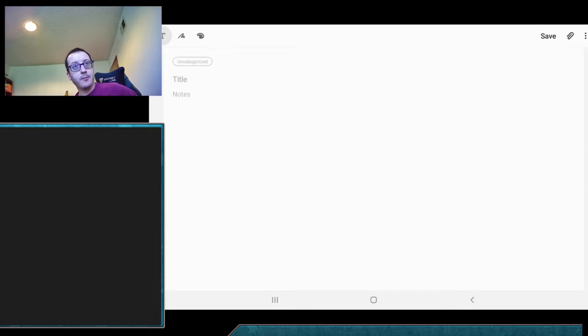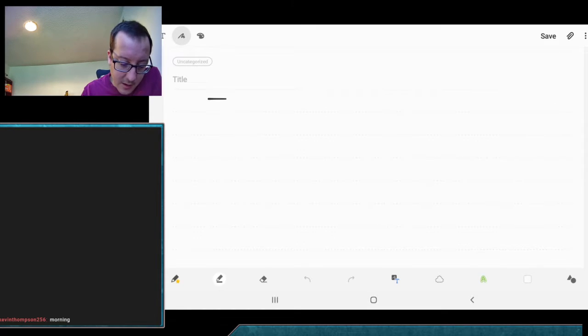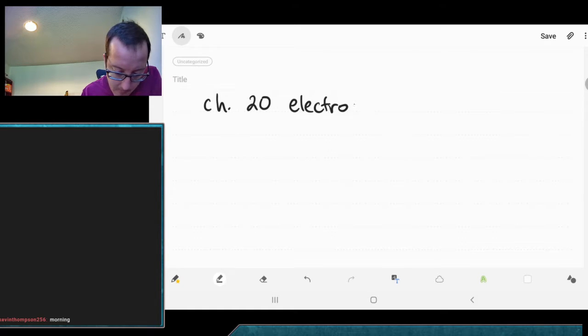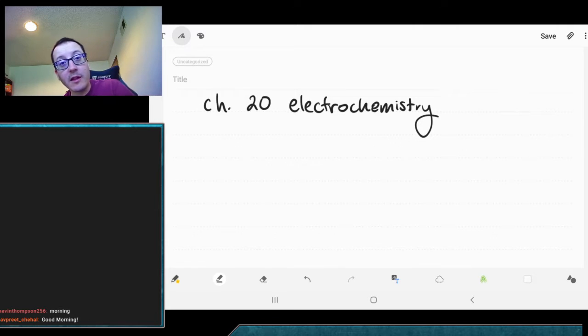Hallelujah. So today we're going to start off on our next chapter, which I think is chapter 20, on electrochemistry. In here, we're going to see how we apply concepts of thermodynamics to understand how we can get chemical reactions to generate electricity, or how we can use electricity to generate chemical reactions. And so we'll be exploring that this chapter.